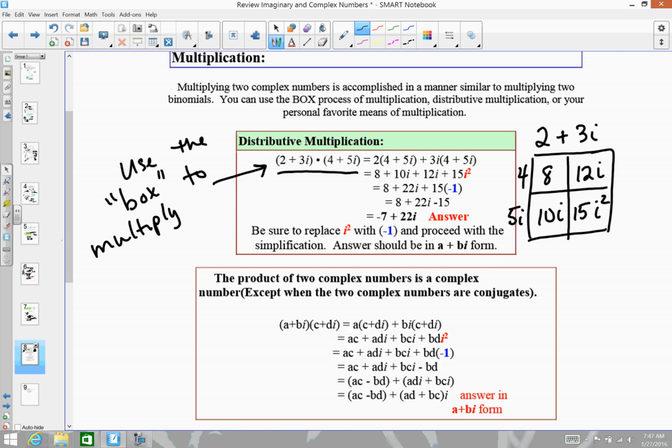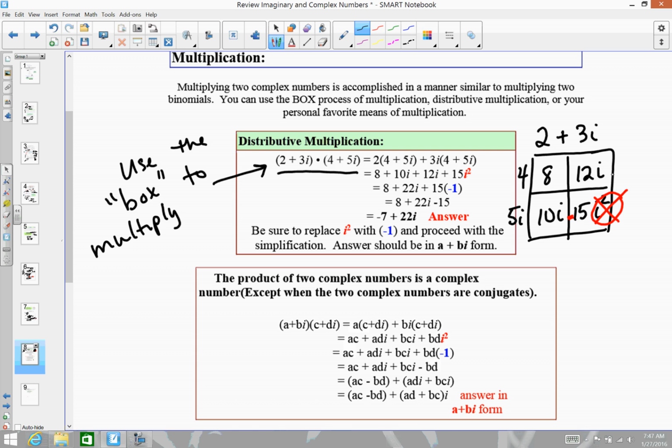One thing you want to make sure you realize, when you get an i squared, like over here, you want to replace that with a negative 1. i squared is equal to negative 1. So I really have 15 times a negative 1. I'm going to make that a negative 15 and eliminate my i squared there.